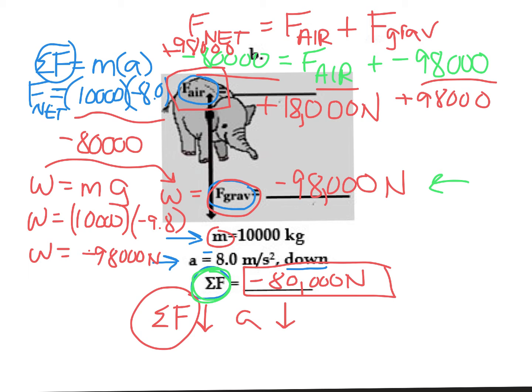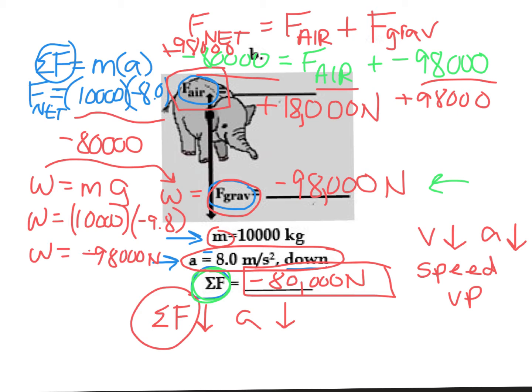Now, really quick, what's happening with this elephant? Is it speeding up, slowing down, or falling at a constant velocity? Well, let's think about it. First of all, we know since it's falling, its velocity is downwards. And if you look at its acceleration, it is negative, so it's downwards as well. So if we know velocity and acceleration are downwards, we know then that we are speeding up, right? Because when velocity and acceleration are in the same direction, that means we are speeding up, or our velocity is increasing.